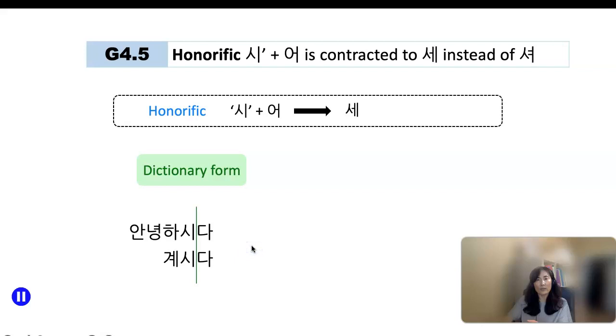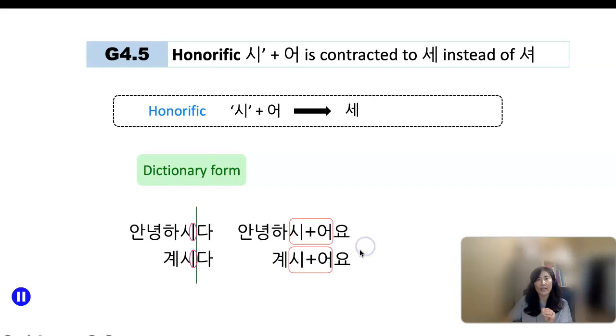However, that 셔 is different from the honorific suffix 시 combined with the 어, like 세. Here's an example: the general greeting expression 안녕하세요. Actually, this is a combination of the honorific suffix 시 with 어, and it becomes 세, not 셔. 안녕하세요. And also, when indicating the existence of another person, the verb 계시다 is combined with 어 and it becomes 세, not 셔. So whenever you have the honorific suffix 시 with the polite 어, it's not 셔, but 세.